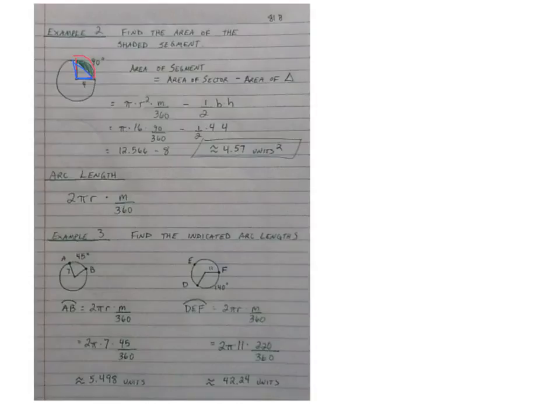So the area of the whole sector is the formula we just practiced, pi r squared times m over 360. And then the formula for a triangle is 1/2 base times height. So we plug in the values pi times 4 squared times 90 over 360. And then our triangle, because it's 90 degrees, we know that the triangle is a right angle, so our base is 4 and our height is 4.